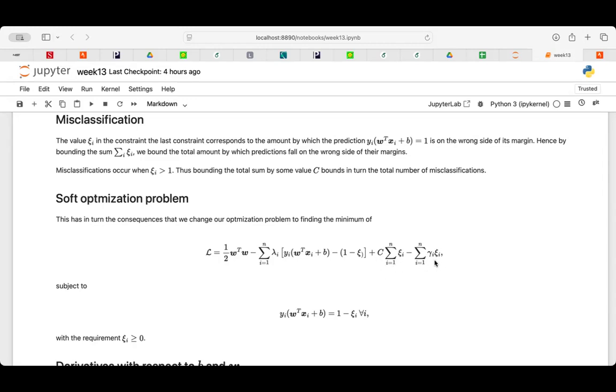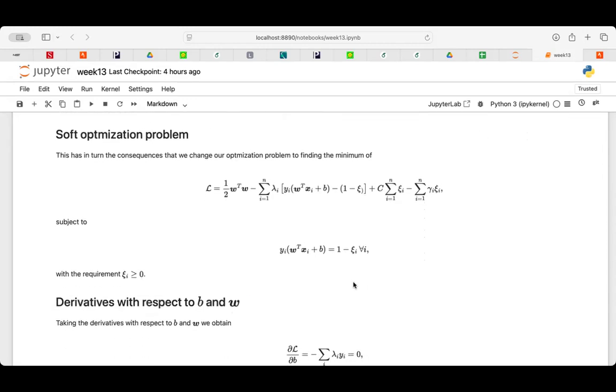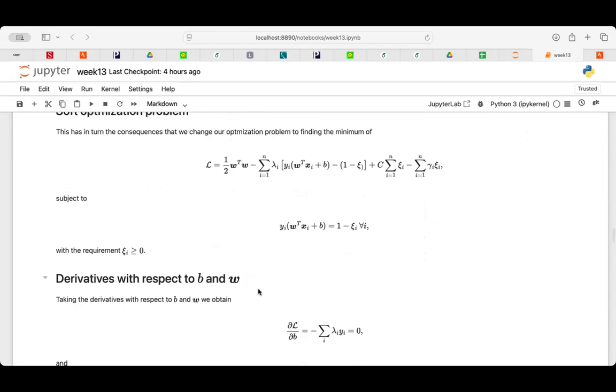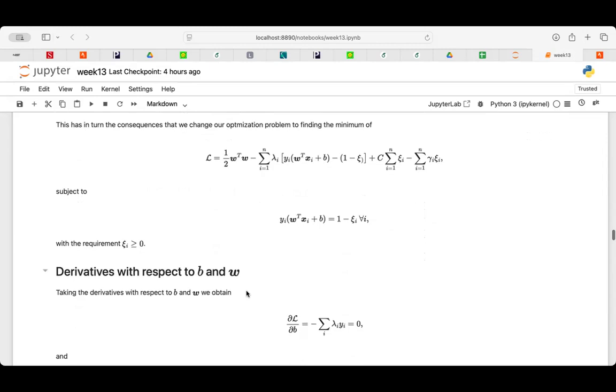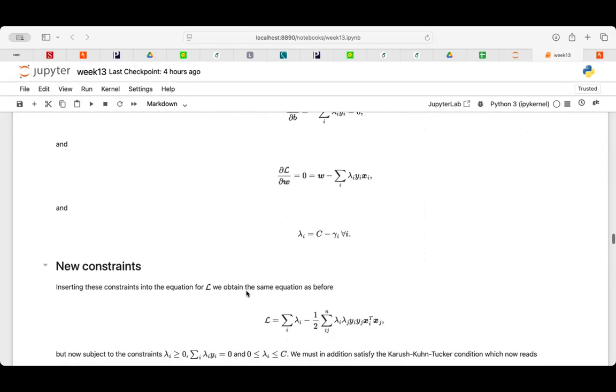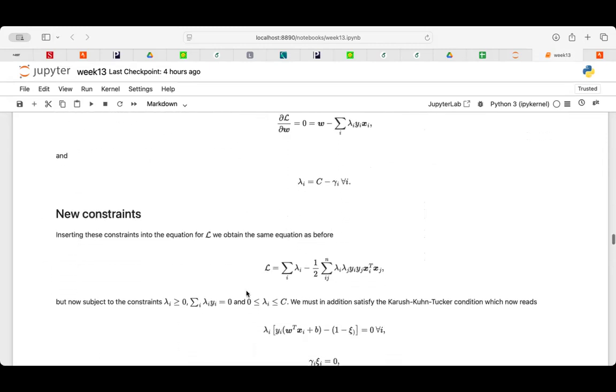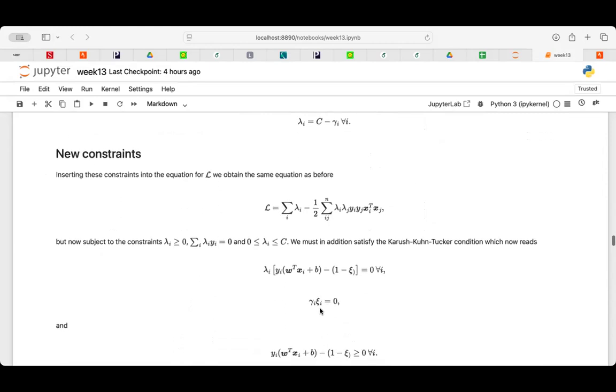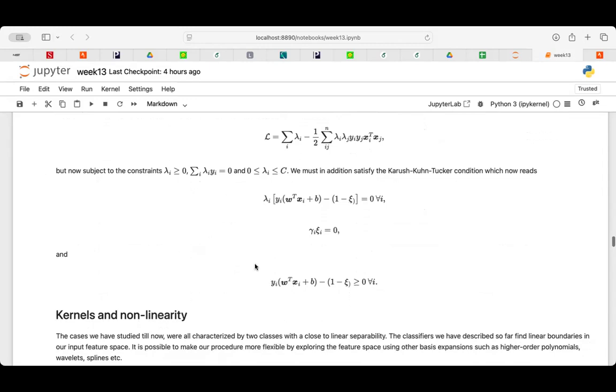So we have new Lagrangian parameters, gamma, here. That means that we again have to set up derivatives with respect to the bias and these weights, which we have here as before, but then we also need to set up the constraints with respect to these slack parameters C. And that gives us a new set of equations which we need to set up.